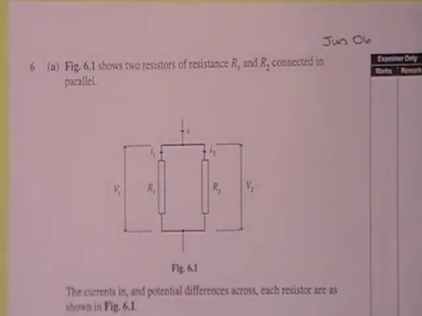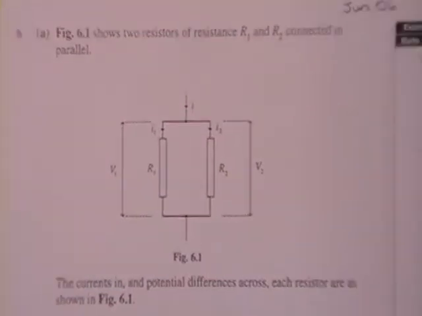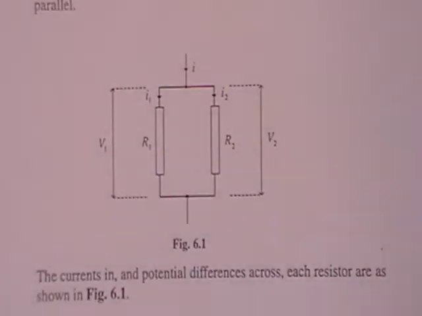This is June 06 from the resistor networks calculations, and this is question 6. Figure 6.1 shows two resistors of resistance R1 and R2 connected in parallel. The currents in and the potential differences across each resistor are shown in figure 6.1. Let's zoom in a little so you can see it more clearly.